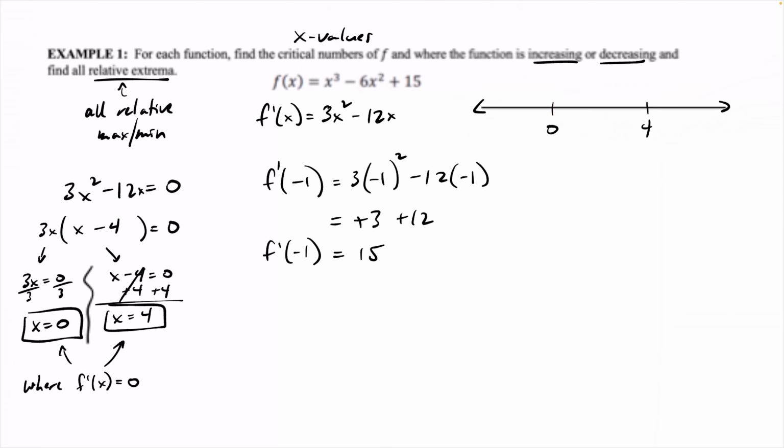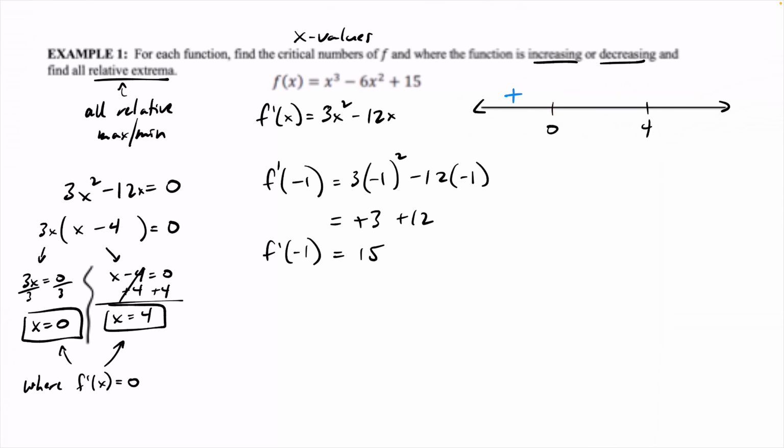Increasing because it's positive. The slope is positive. Because the slope is positive, right, we would say increasing. So what I'm going to do over here is left of 0, I'm going to put a plus. It doesn't matter what number you chose. You could have chosen any negative, you would have gotten a positive answer. You can try it if you don't believe me. Plug in any negative, you would have got the same sign. You would have got a positive number.